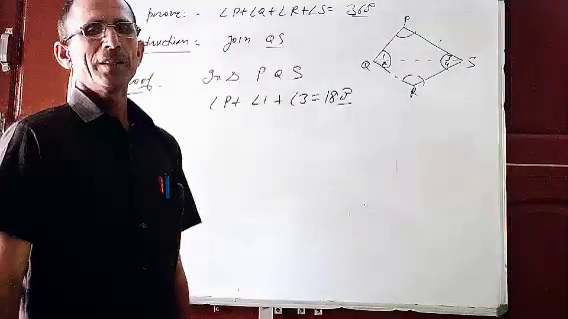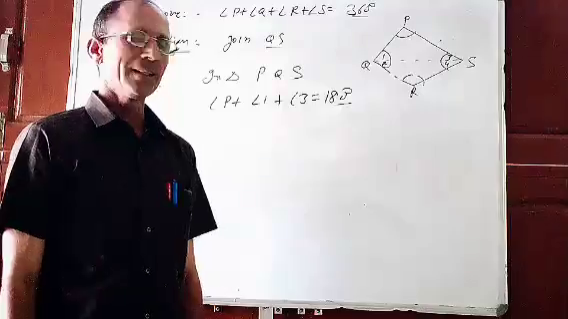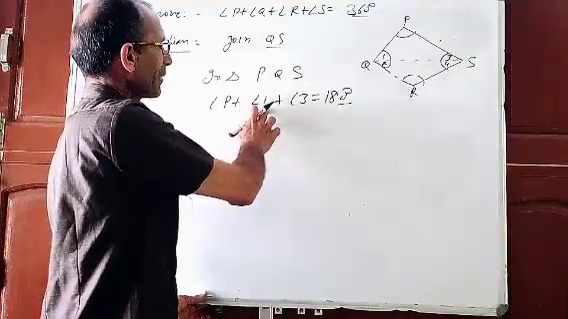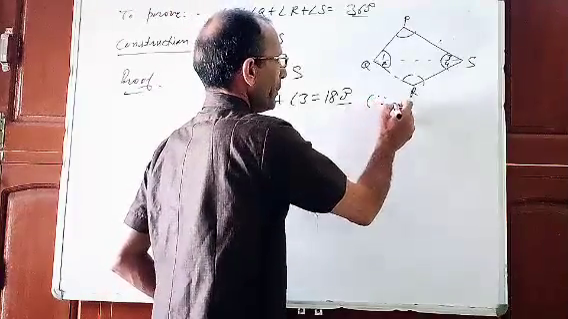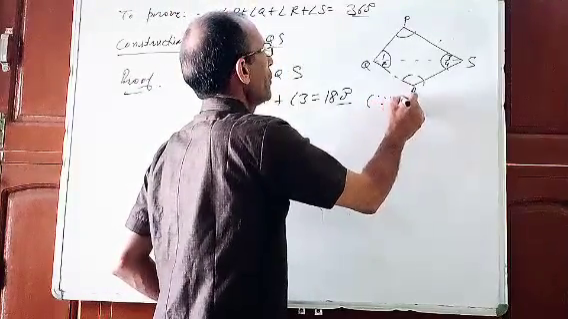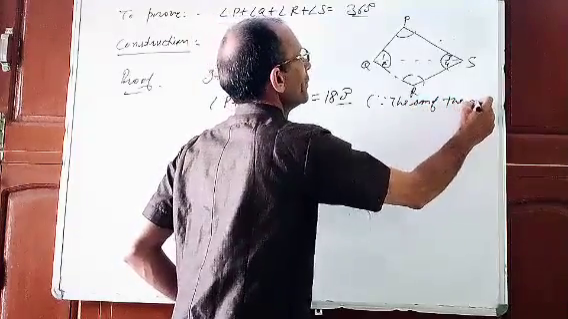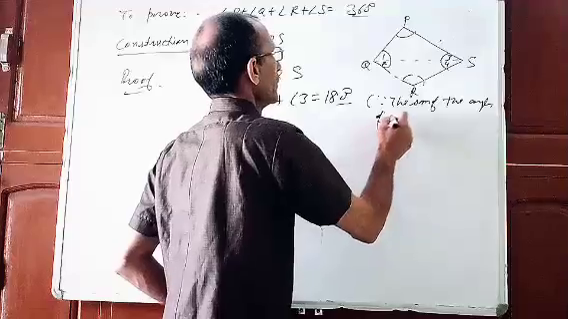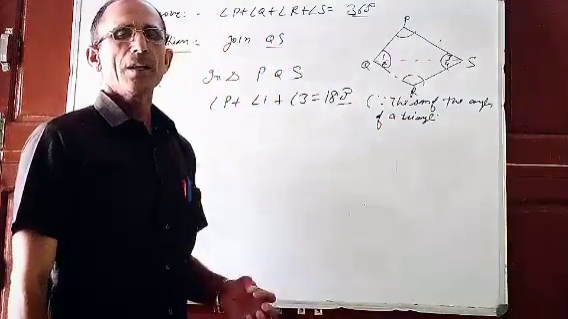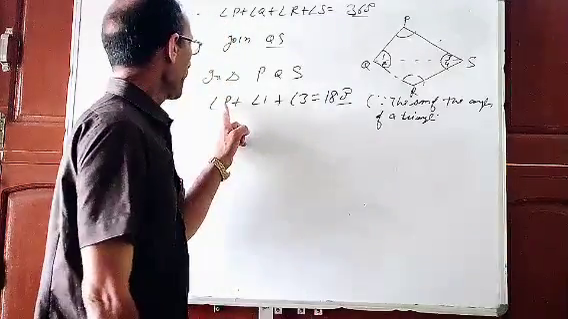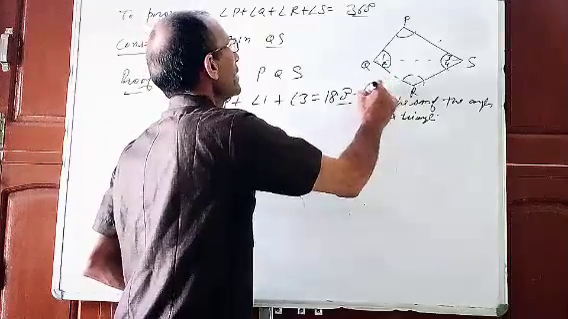This is the rule, angle sum property. It means the sum of the angles of a triangle. So angle P plus angle 1 plus angle 3 is equal to 180. Because, reason you have to give, because the sum of the angles of a triangle. So angle P plus angle 1 plus angle 3 is equal to 180. You can give name. This is equation first.